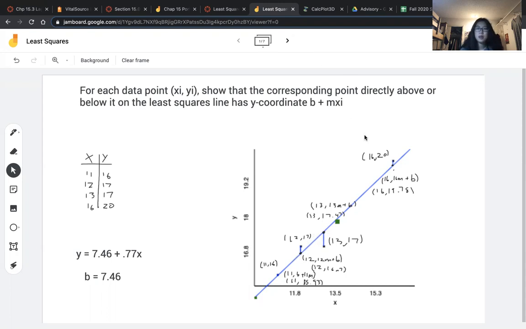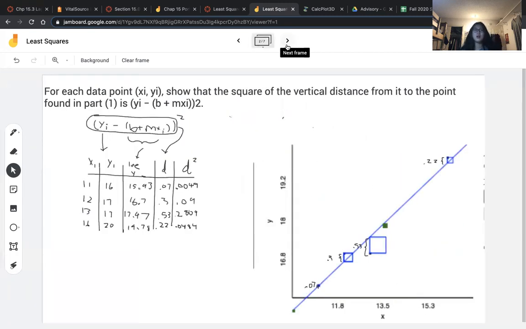You can calculate it by just plugging in the values on the line. And then we can also see that the square of the vertical distance from each data point to the point on the line is yi minus (b plus m times xi), squared. And then we can see how we get each component, and the square of the vertical distance is here. That's shown by the area of these squares here.